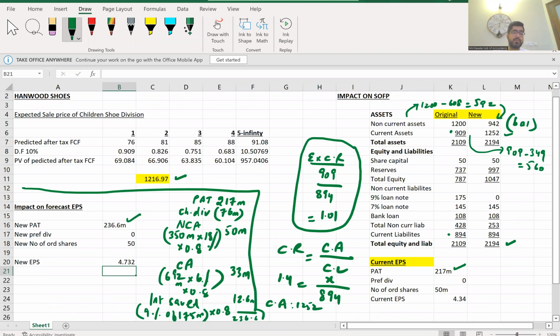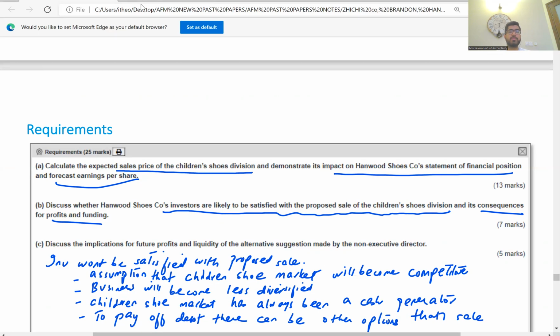Since profits are increasing, the earnings per share is also increasing. So the impact of the decision on profit seems good, because due to this decision the profits are increasing, and the EPS is also increasing. Overall, you can say that the impact on profit seems good.